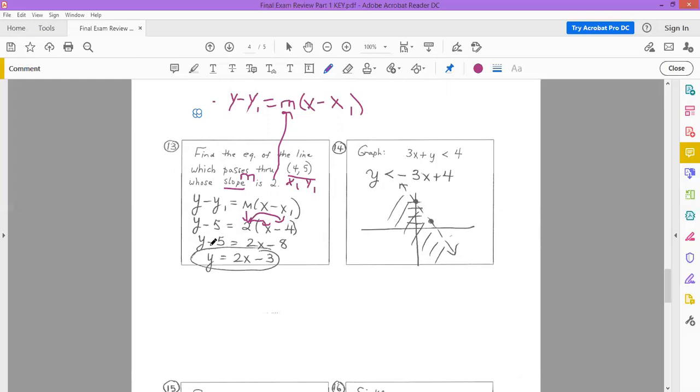Now we can simplify this a little bit more, put it in slope-intercept form. If we add 5 to both sides of the equation, the 5's will cancel on the left side, leaving y equals, and then 2x minus 8 plus 5, that gives us minus 3. So this will be our equation. y equals 2x minus 3.